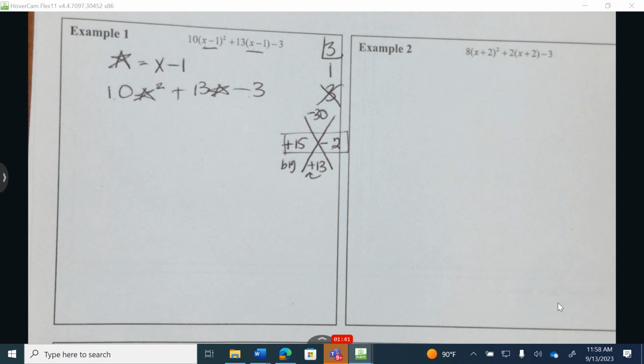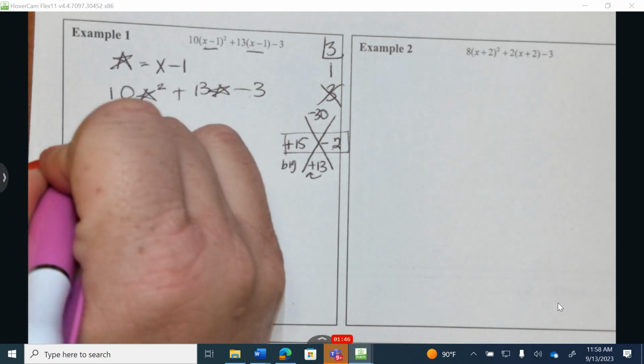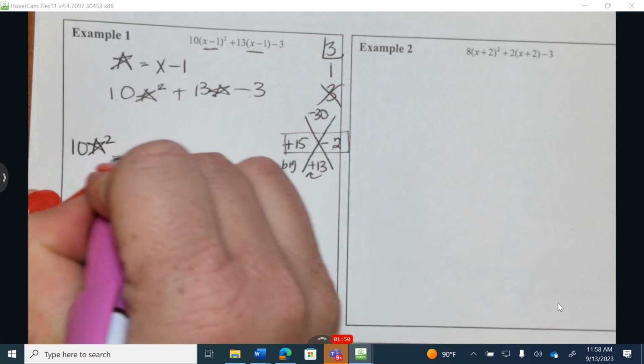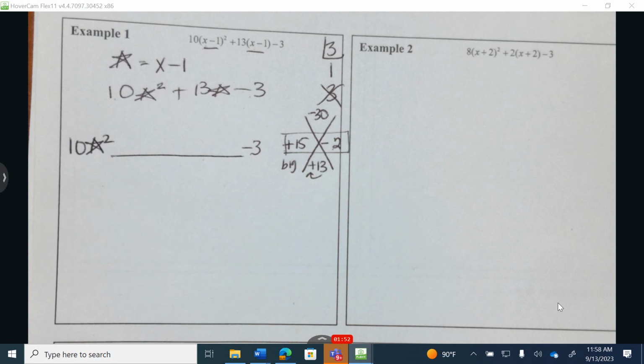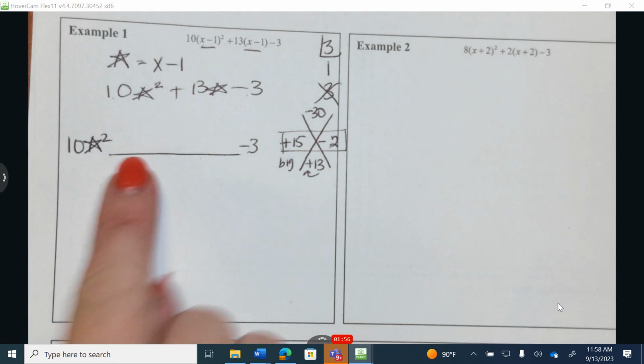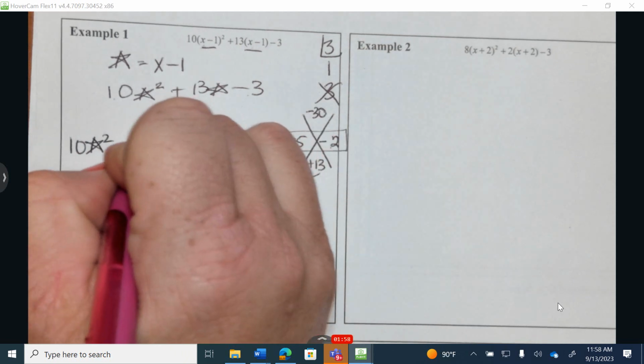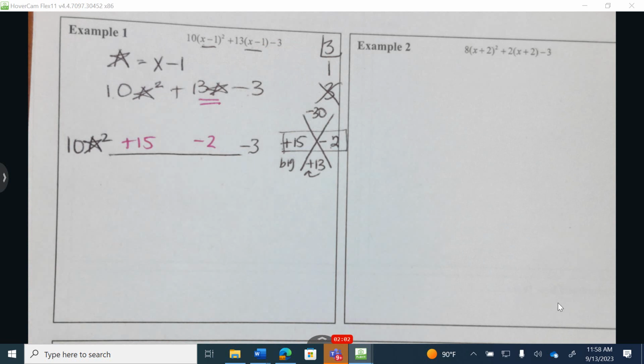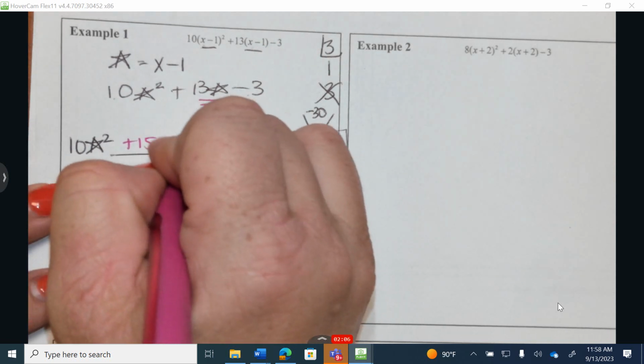Okay, I'm going to go back to this problem right now. So I'm looking at this, and I'm going to write 10 star squared, we're going to leave a big space, minus 3. This is exactly like what you've been doing. In this position, I'm going to put a positive 15 and a minus 2. And then I go back up above, and what do I need to attach to both? A star.